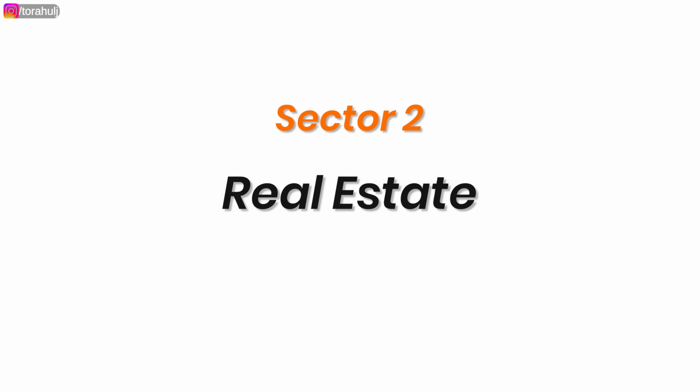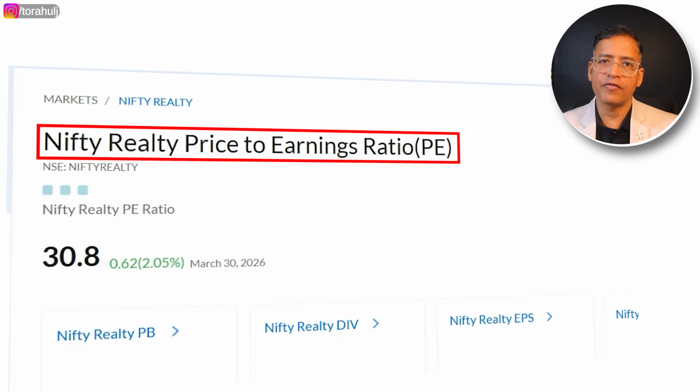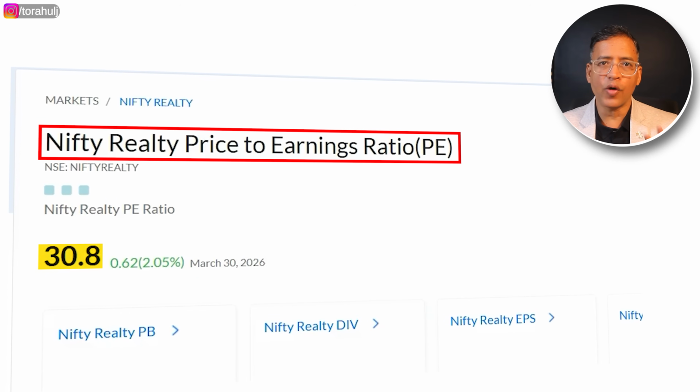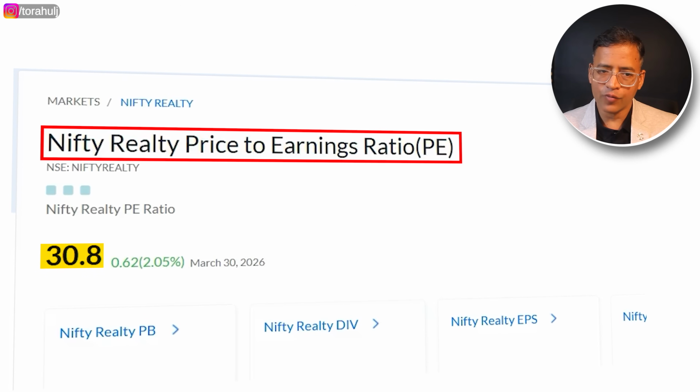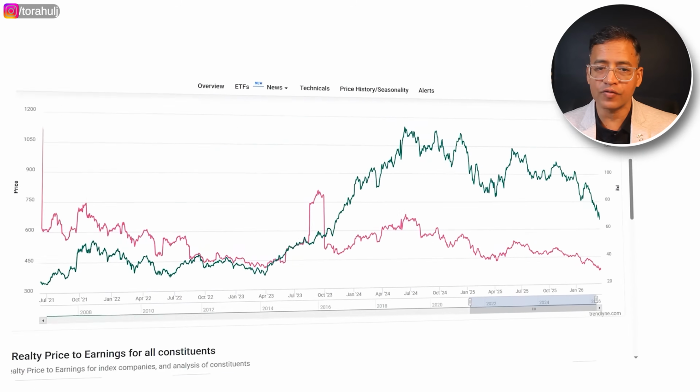The second sector that you can go and explore is the real estate sector. Have a look at Nifty Realty. What's happening in Nifty Realty? The PE ratio is 30.8. You might find it slightly elevated. But let's have a look at some data in terms of the valuations.